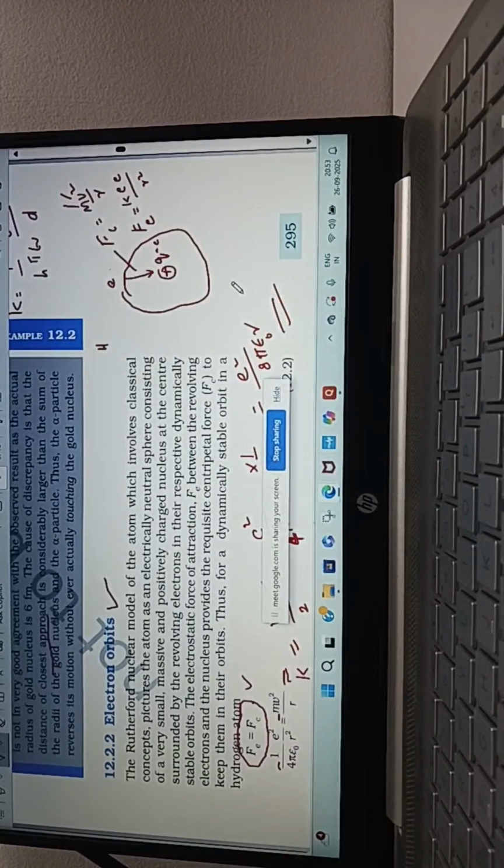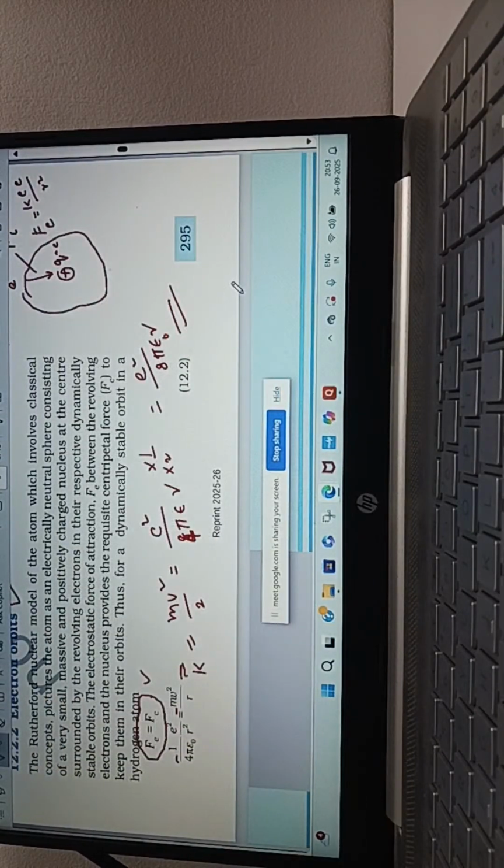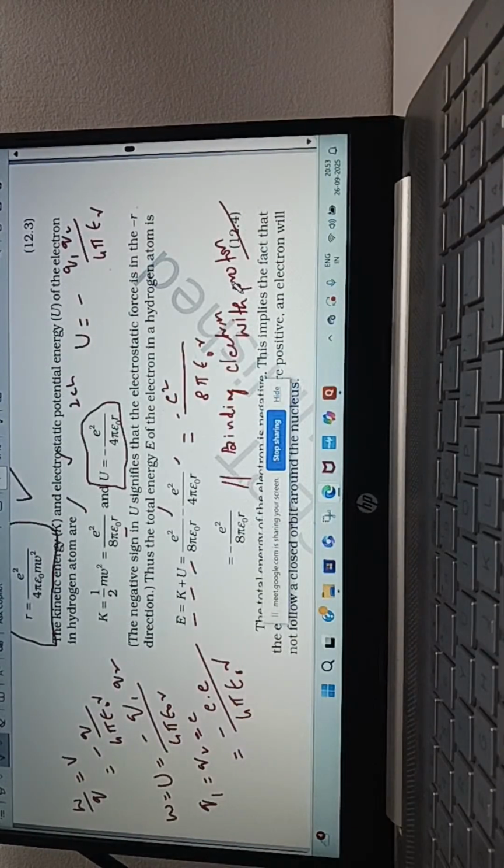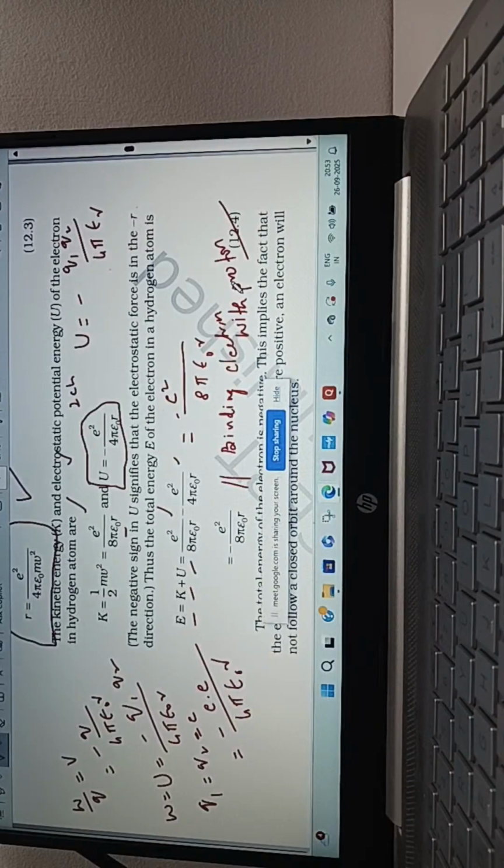May I go down? Yes, sir. Carefully you do. Okay? This derivation, if you understand, then I will start that nuclei, Bohr atomic model. In that, so much big derivation will come.